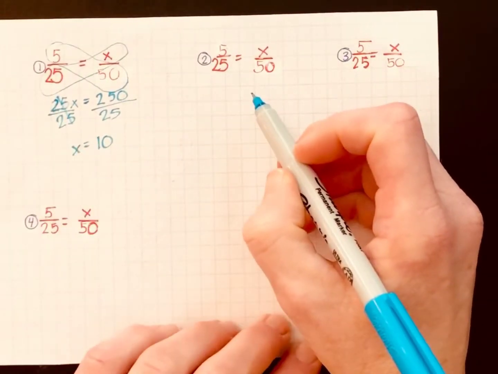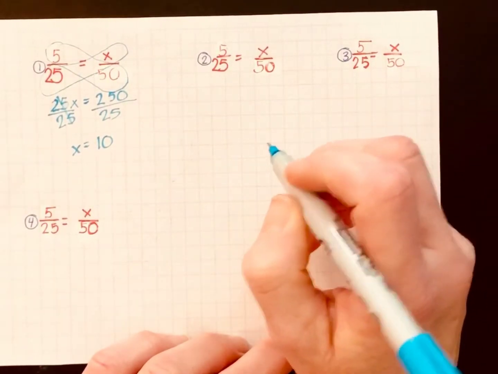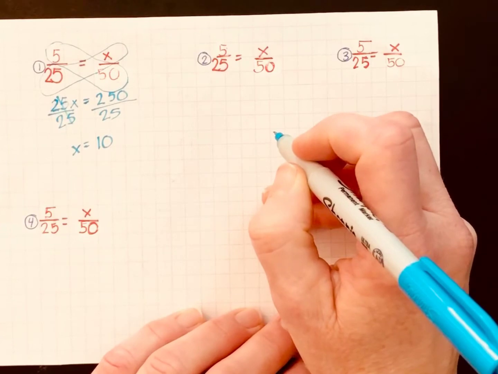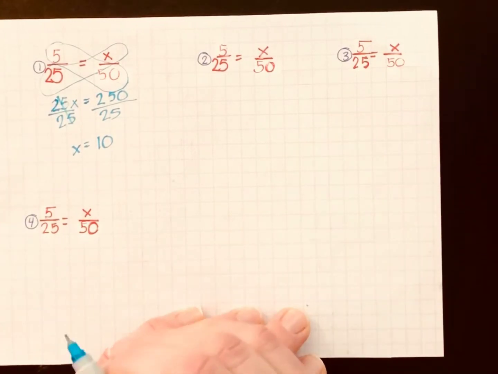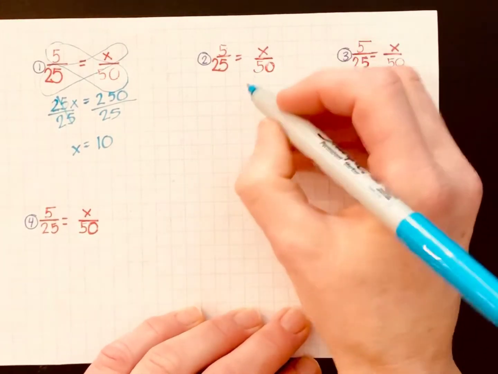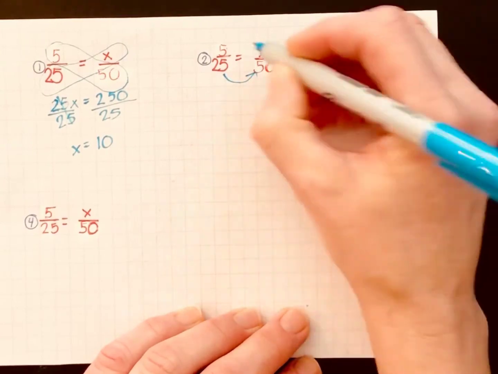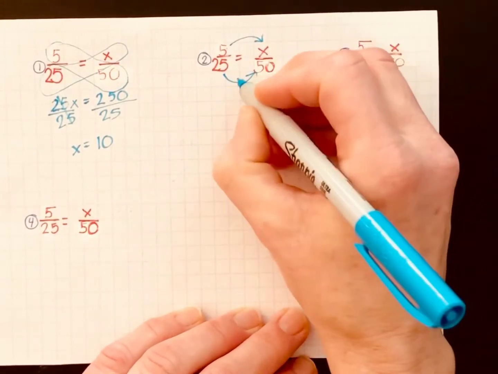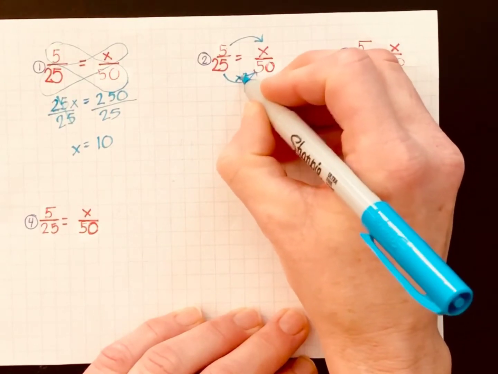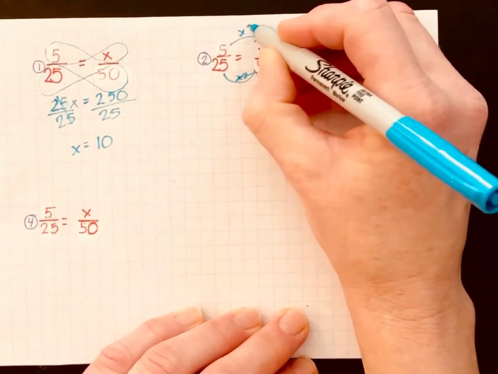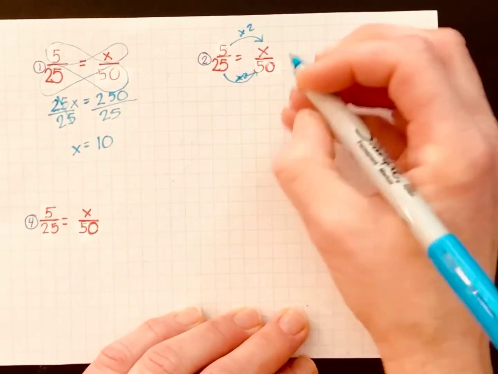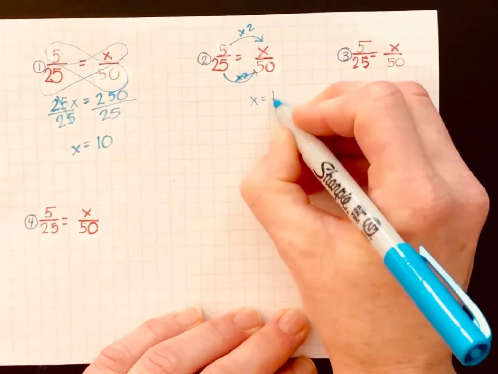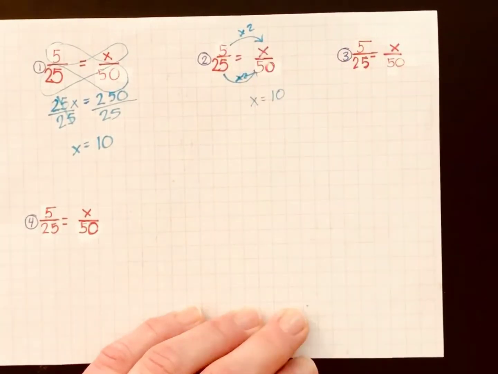So now let's look at this one. This is the method that you probably would have chosen to use first. It's what I would use. You do like equivalent fractions. 25 times what is 50? Well, 25 times 2. So then this would also be times 2. So then x equals 10, because 5 times 2 is 10.